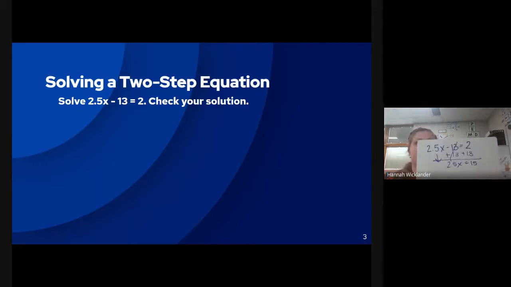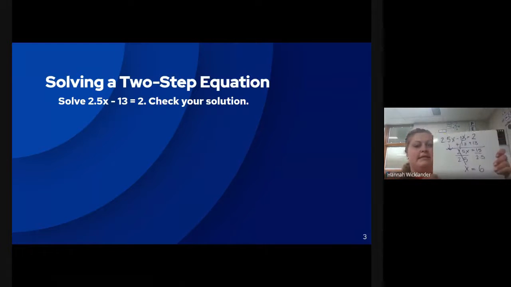So now I'm left with just a one-step equation. 2.5x equals 15. So I'm going to divide, and then these will cancel out. What I do to one side of the equation, I must do to the other. So 2.5 and 2.5 will cancel out. I'm left with x. And 15 divided by 2.5, I plug that into my calculator and I get 6.